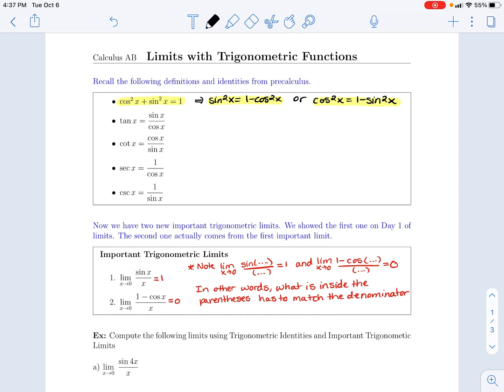Okay, and then the other ones here are just me showing you, okay, how do we define tangent of x? Well, we just say that that's sine over cosine, and then cotangent would be cosine over sine. Remember that secant is 1 over cosine, and then cosecant is 1 over sine.